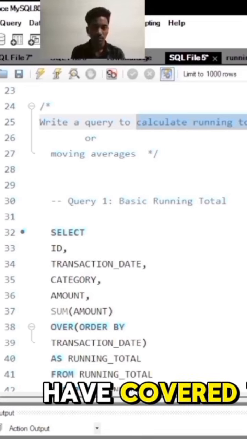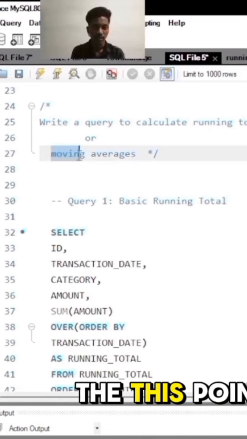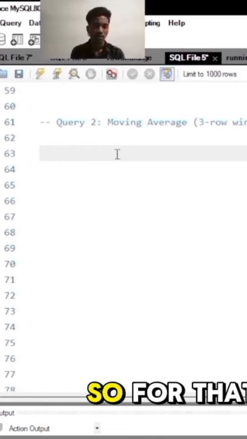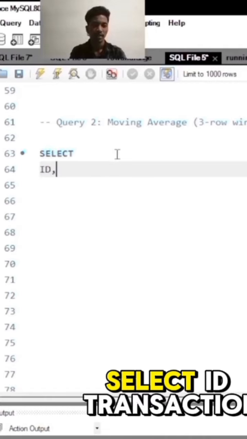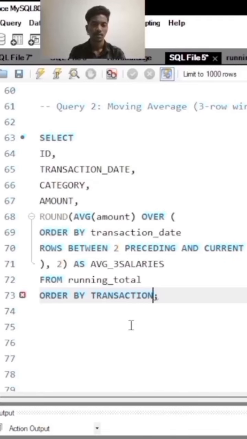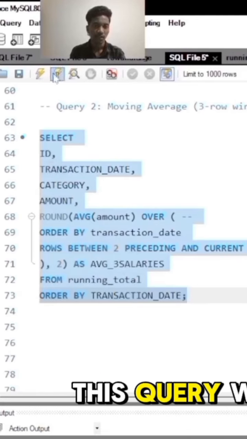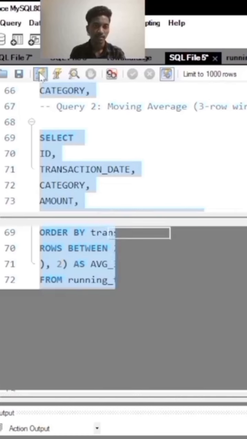Till now we have covered this point. Next one is this point, moving averages. So for that, now I am going to write the query. Select ID, transaction date. If I run this query, we get a result like this.